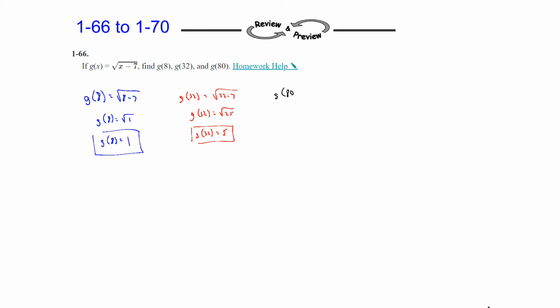And then the last one, g of 80. We have the square root of 80 minus 7, and that will be 73. The square root of 73 is not a perfect square, so when you plug that into your calculator, we'll have to do an approximation. So we'll use the curly equal sign, and we'll approximate to one decimal point, or the nearest tenth, which would be 8.5.